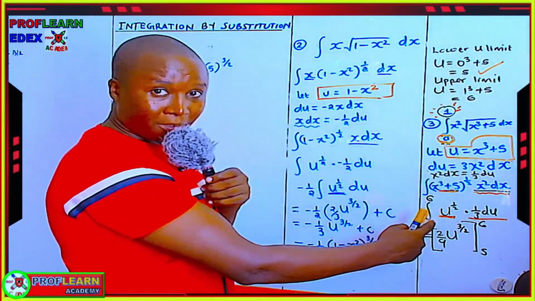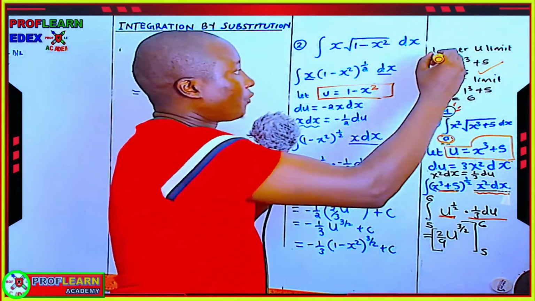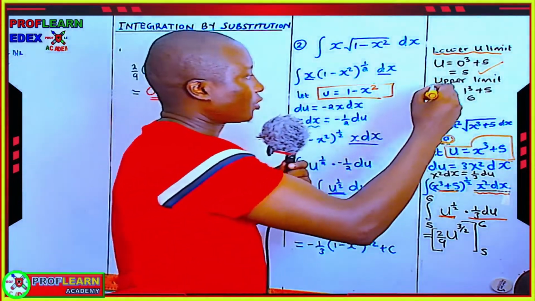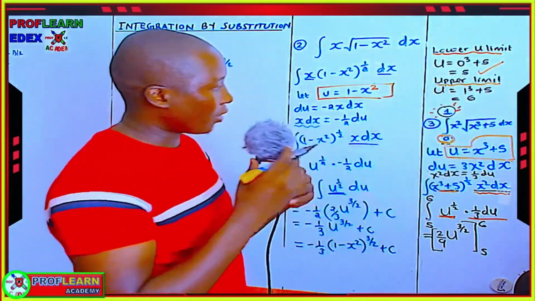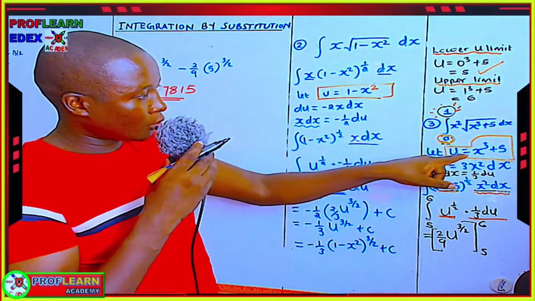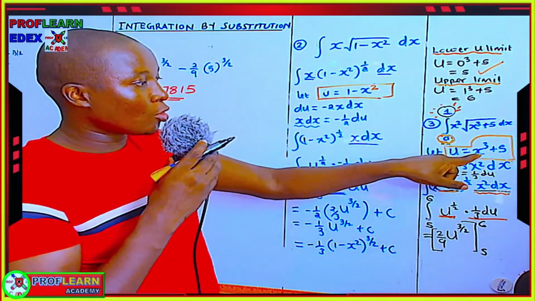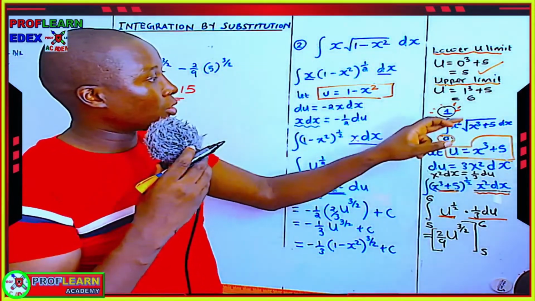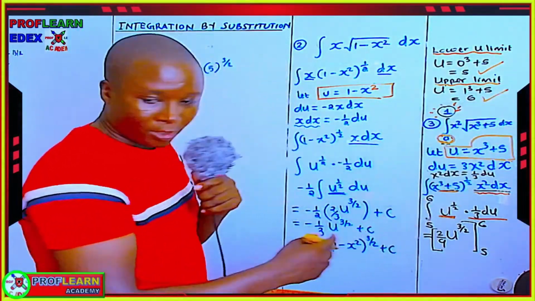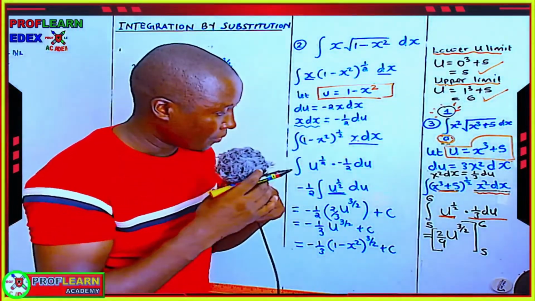And for us to find the upper limit, this is the lower limit, of course we have found it. For us to find the upper limit, we are going to use 1 here. So we shall substitute 1 in this part, so it will be u equals 1 cubed plus 5, and that is going to translate to 6 here. So that we are going to have our limits from 5 to 6 for this one.